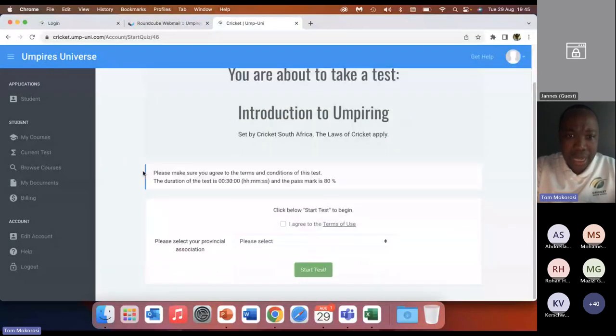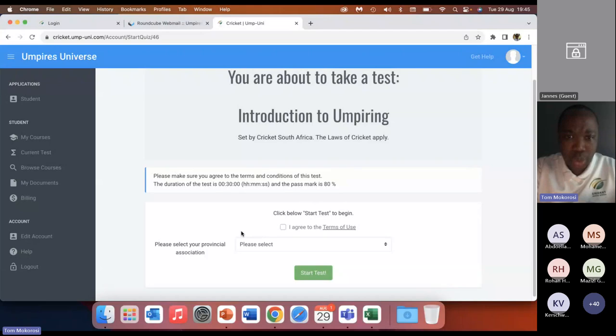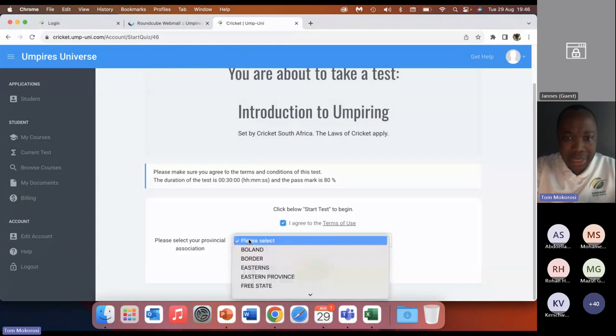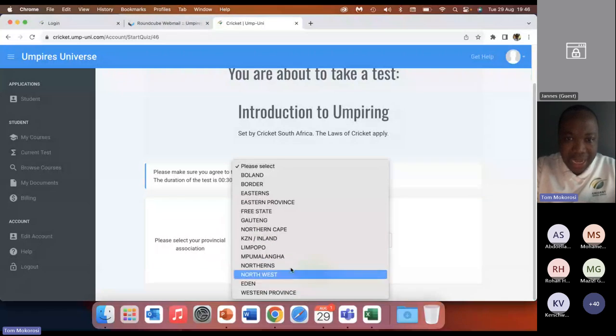Right. The last thing that you need to do is to click on agree to the terms of use, but also select your provincial association. Now, this is the most important step of the registration process. This lists all the umpires associations in South Africa. And wherever you are in South Africa, please pick Western Province. And wherever you are in the world, please select Western Province.